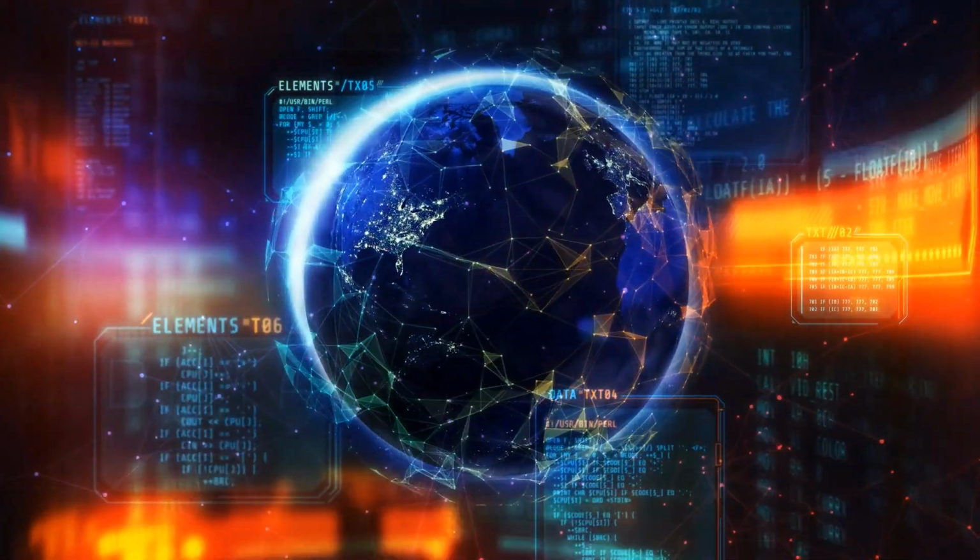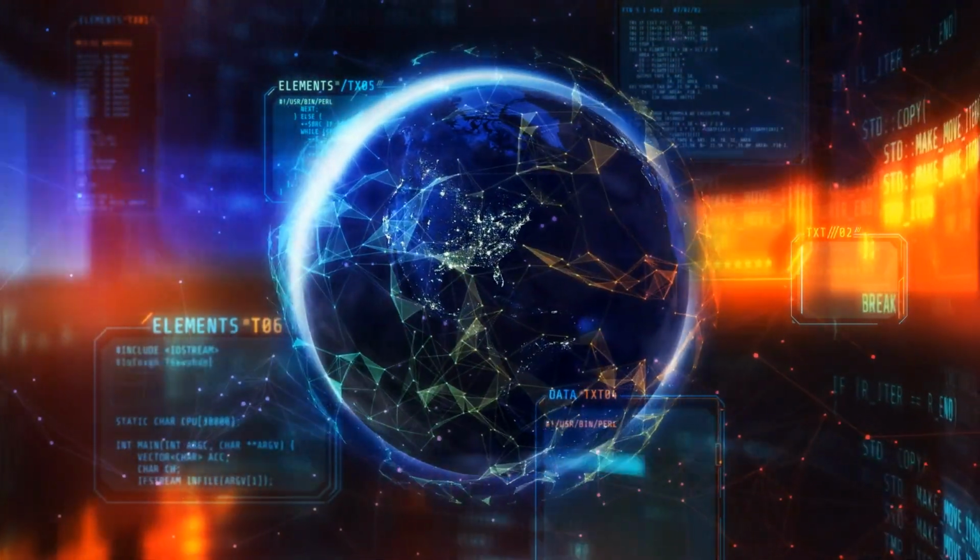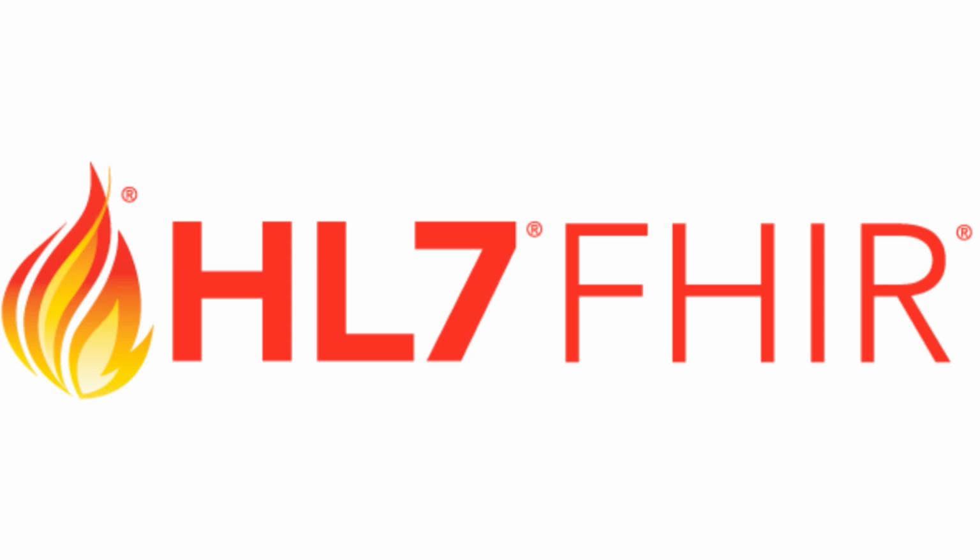Technically, FHIR is a standard for exchanging healthcare information electronically. It was developed by Health Level 7 International, often referred to as HL7. But don't worry about the details, just know that it makes sharing healthcare data much easier.